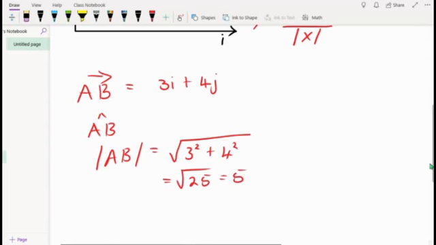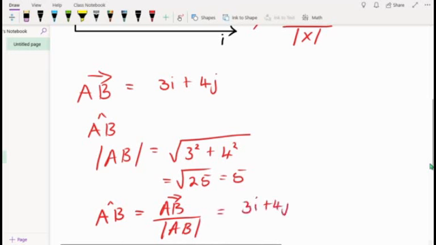Then the next thing for us to do is to divide the vector by the magnitude. That is, the unit vector is equal to vector AB divided by the magnitude of AB, and that will be equal to 3i plus 4j divided by 5, and that will give us 3 over 5 i plus 4 over 5 j. That is the unit vector of the vector.